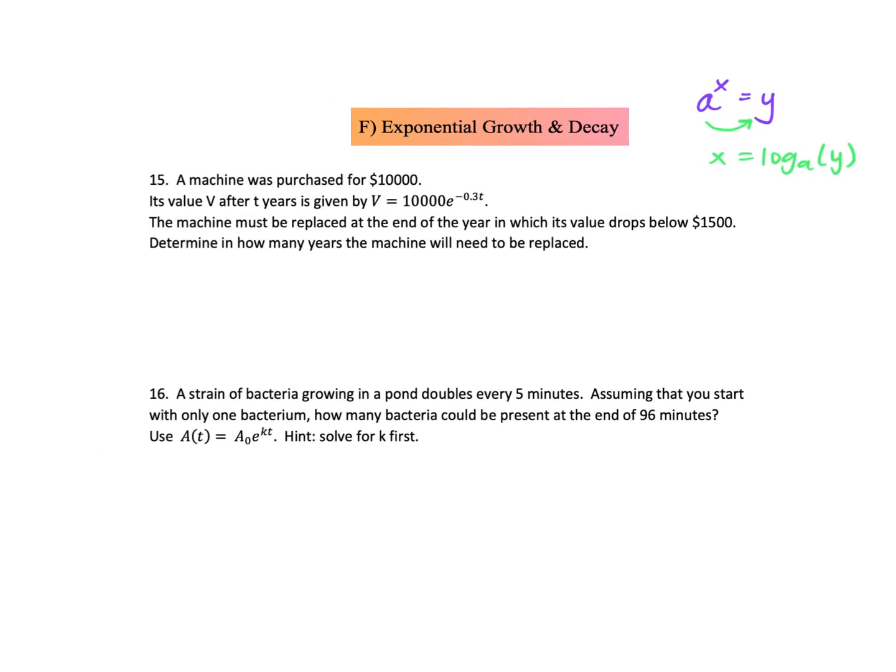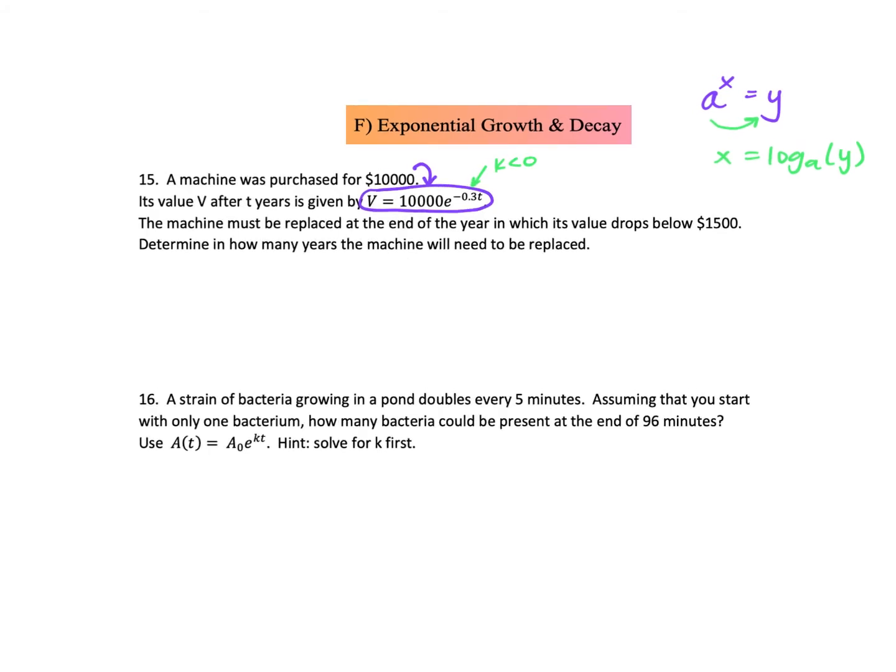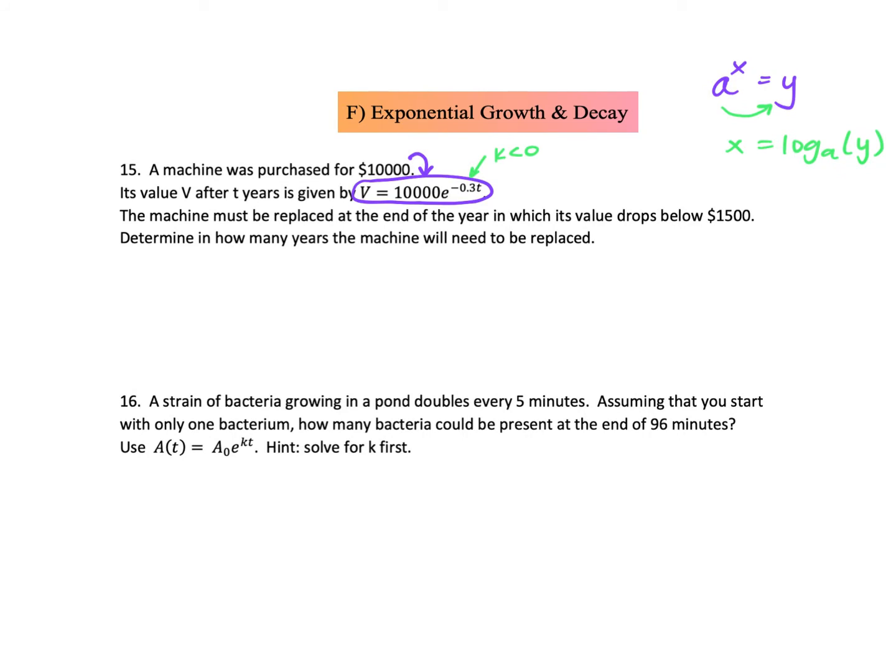If I take a look at this first scenario, 15, it says that a machine was purchased for $10,000, and we have a function that determines its value in t years. This function here, v is equal to 10,000 times e to the power of negative 0.3t. Okay, that initial principal amount, the initial value is 10,000. I can see it's decaying because this growth constant k is negative. And t, again, is going to be in years.